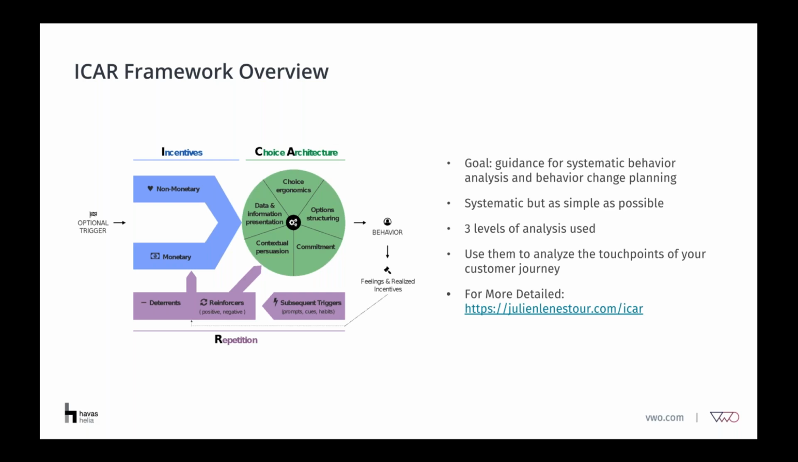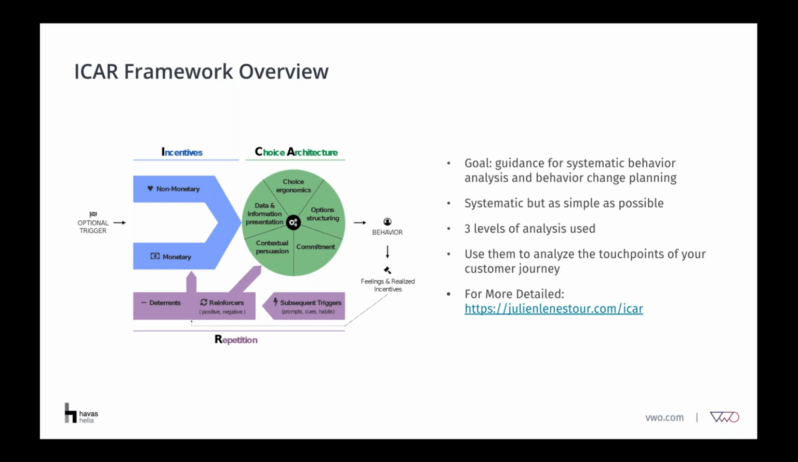So you've got all the details there, but it's important for me to explain how to use it and what the important points and aspects are. That's a framework whose goal is to guide systematic behavior analysis and behavior change planning. So we really want to be systematic. It's kind of a checklist of things to analyze and look for at each touch point throughout a customer journey. So it's systematic because we want to be able to check things off to see if they're at play or not, but it's still as simple as possible.